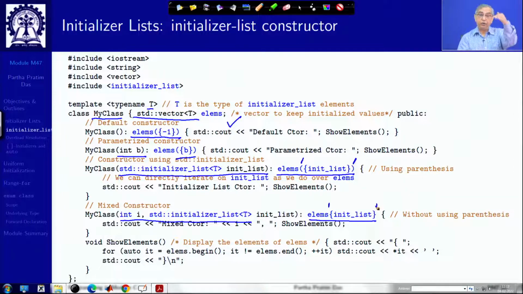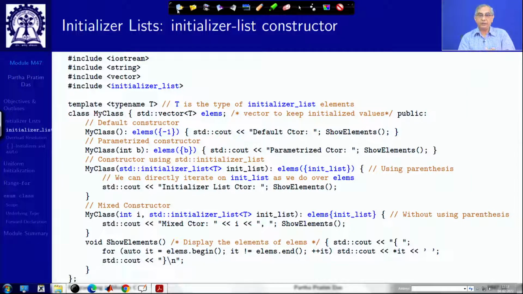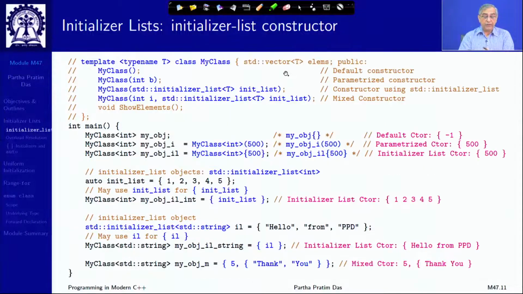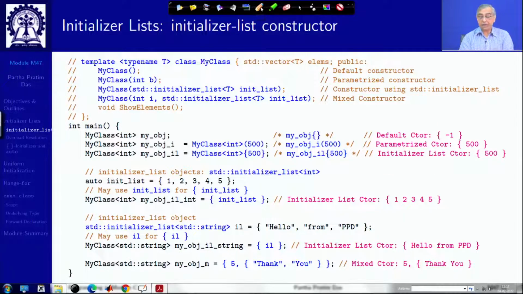So, the 4 types of different constructors I have defined, and I have given a show elements function to iterate over what I have initialized. Now, if I try to use these different constructors, which I have repeated again here for your quick reference, if I just do my obj, it must construct things by default. So, it default constructs and it has a list containing -1 that we did. If I do it with my int within parenthesis 500, it picks the parameterized constructor and puts 500 as a list.